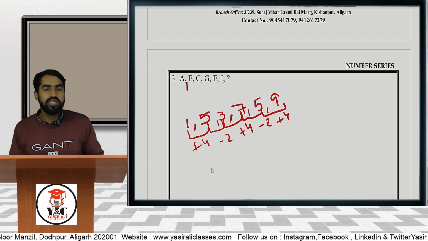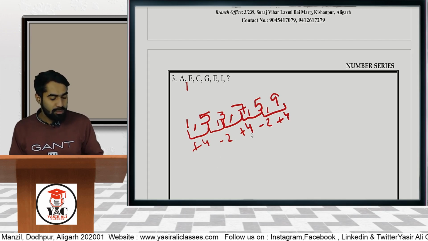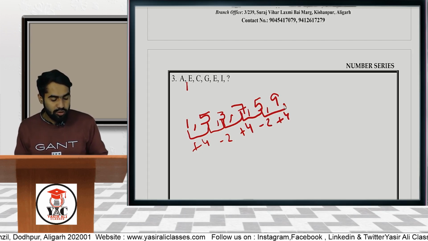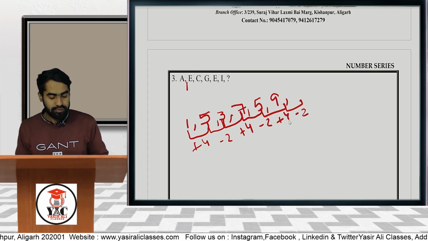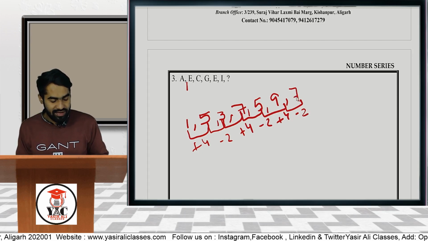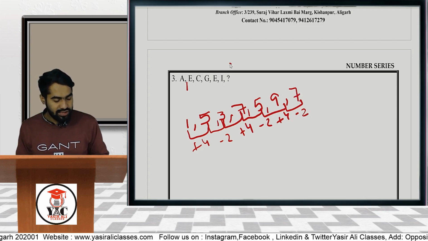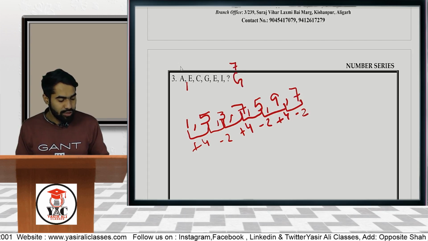Now if you see the order, +4 -2 +4 -2 +4. So what should be the next? Next should be -2, right? -2 would be 7. Now if you see, on the seventh position what will come? That would be G, because we have written the positions of all these.